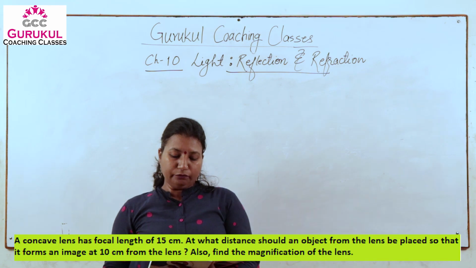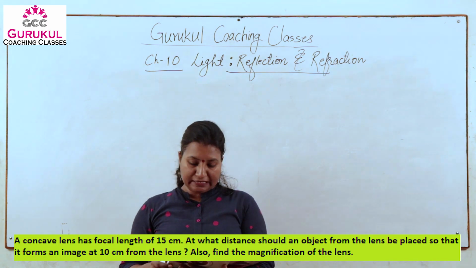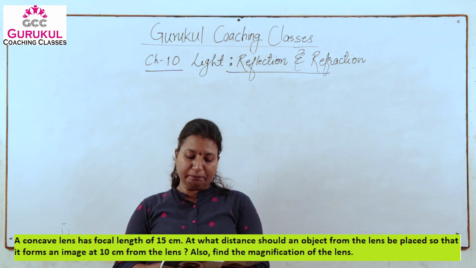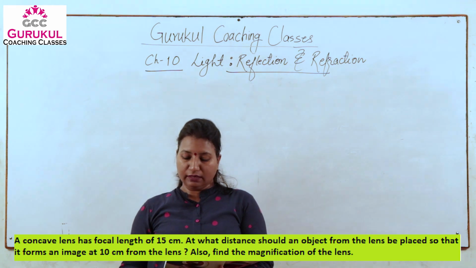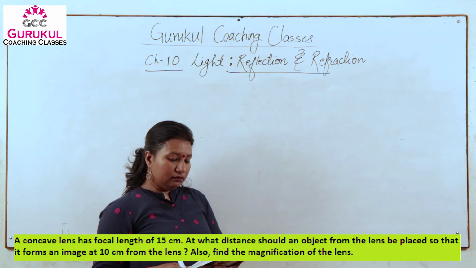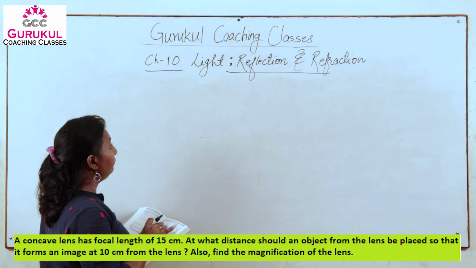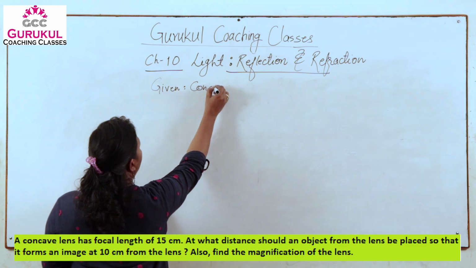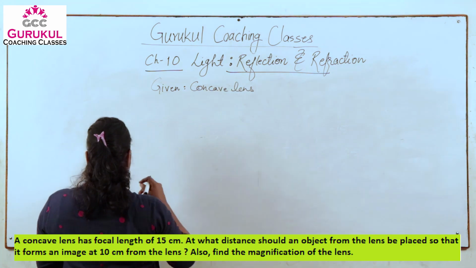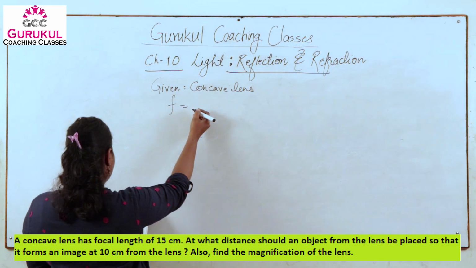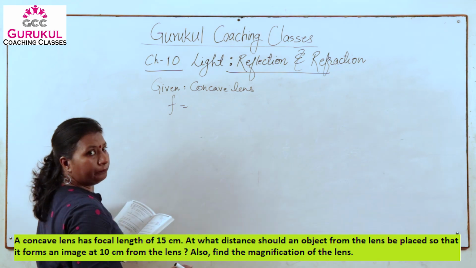A concave lens has a focal length of 15 centimeter. At what distance should an object from the lens be placed so that it forms an image at 10 centimeter from the lens? Also find the magnification of the lens, right? So the focal length of a concave lens is given. Concave lens is given, right? Then it has a focal length, which is 15 centimeter, right?